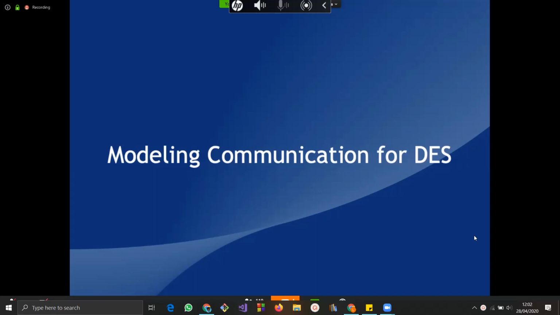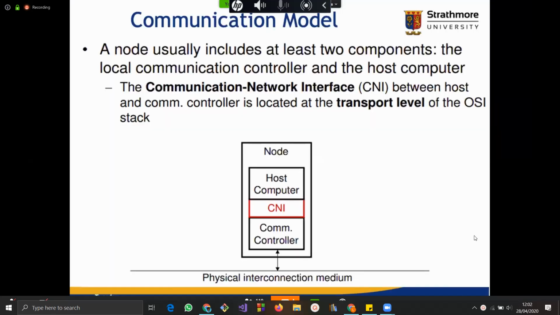So now we want to model the distributed embedded system network into an OSI model. For us to do that, we need to define a few terms, like the communication network interface. So we have our node here. You realize that I've not put the sensors and actuators, but they are there. We just want to go deeper into the communication.